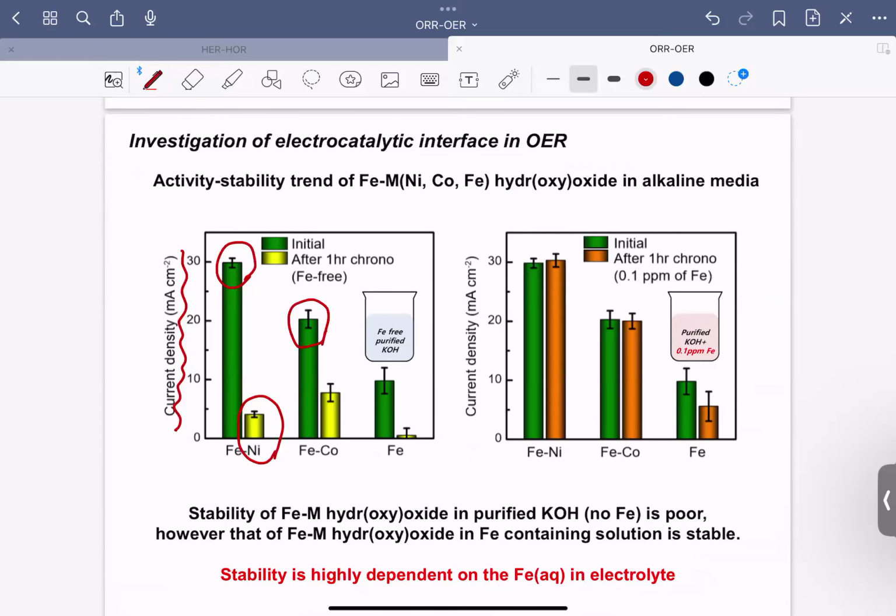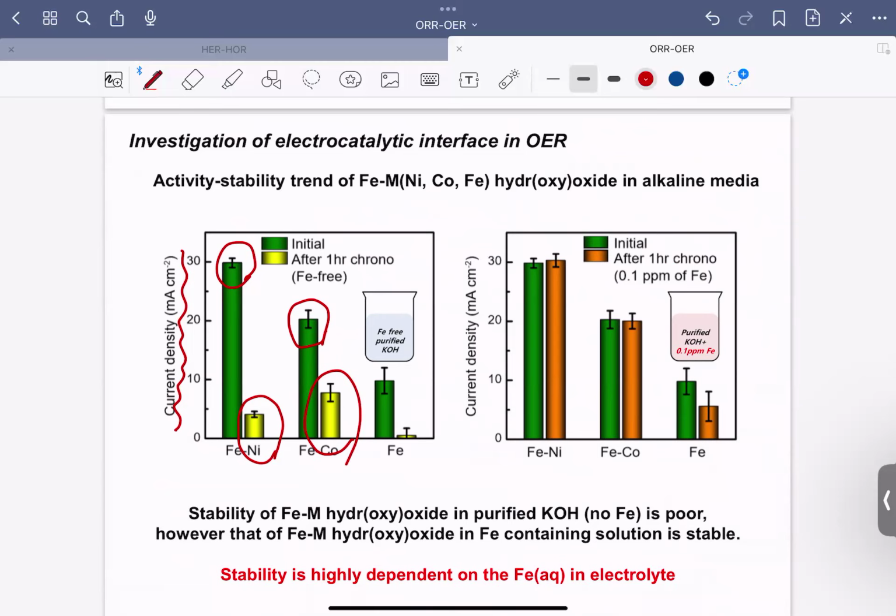Even though it shows high activity at the beginning, the stability is really low, right? This is really striking because most of the work already reported that iron-nickel and iron-cobalt are really stable electrocatalysts during water electrolysis. So I really struggled with this. What is the difference between my study and the others, right?